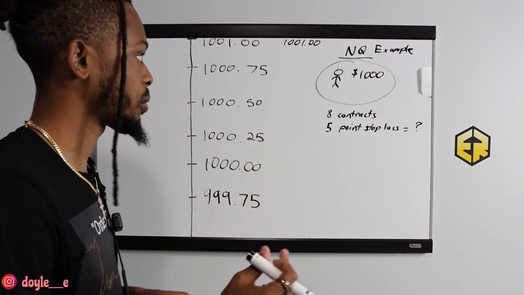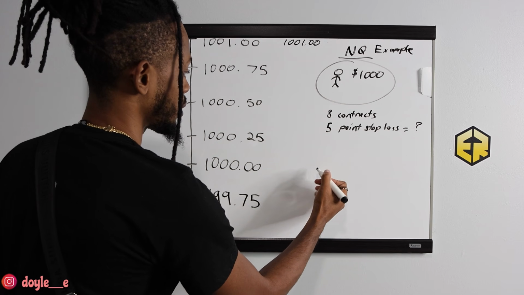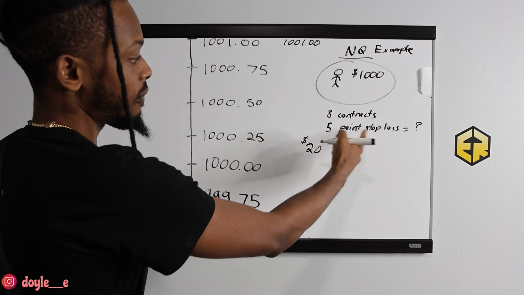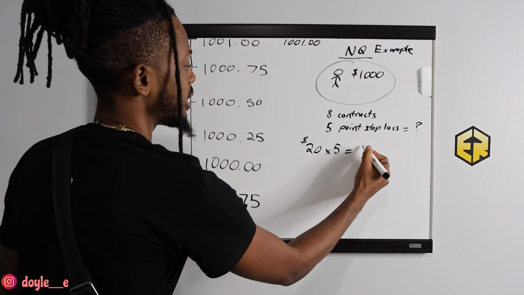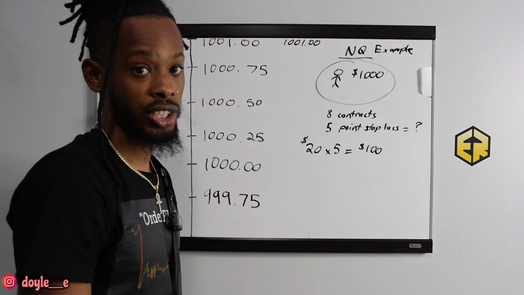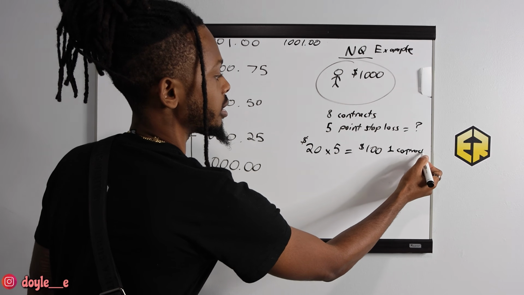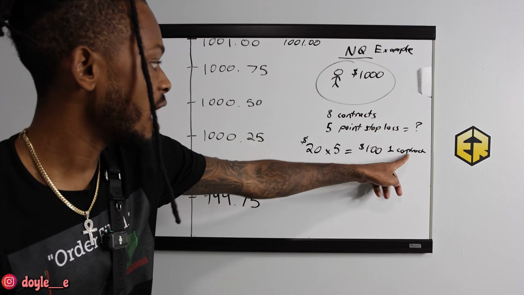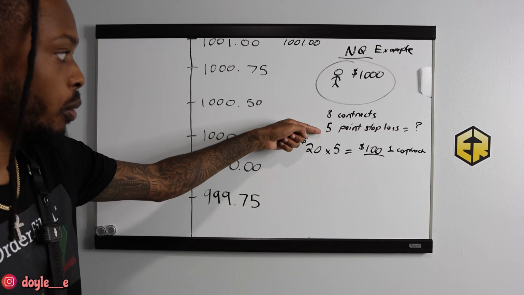All right, let's go ahead and do the equation. Now, $20 a point is for NASDAQ. Let's get that out the way right now. $20 per point. She has a 5-point stop loss, okay? So we're gonna times that by 5. That is $100 right there, if she uses one contract. She's risking $100 for a 5-point stop loss.